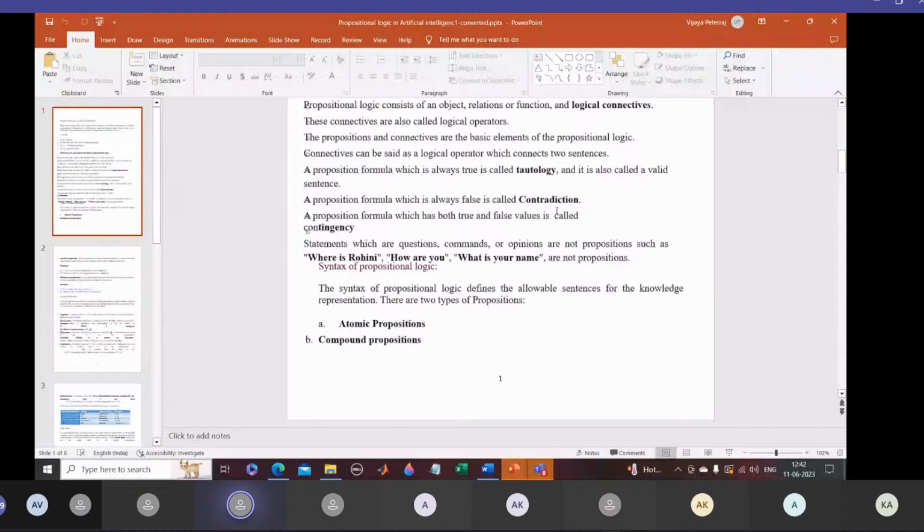So the syntax of the propositional logic defines the allowable statements for the knowledge representation. Two types of propositions இருக்கு. ஒன்னு வந்து atomic propositions and the other one is compound propositions.